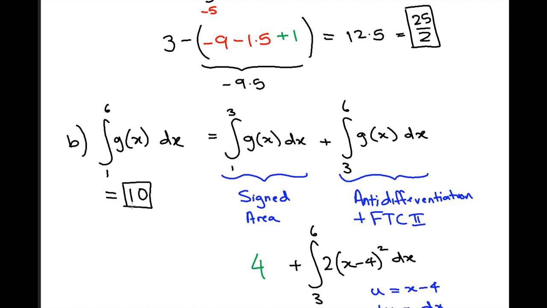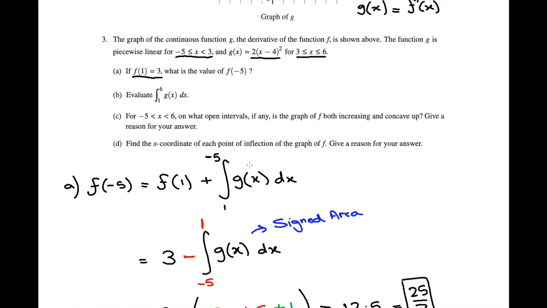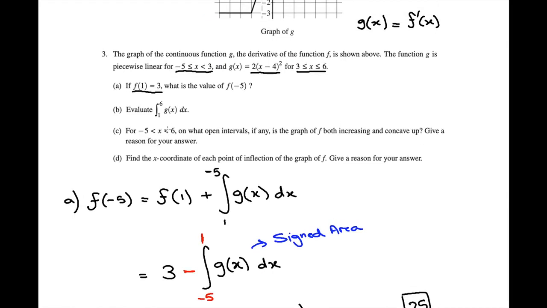Lovely. That was a really cool question. All right, now let's look at part C. So part C is asking us for this interval, for the interval of this graph, where this function f of x is both increasing and concave up. What do those words increasing and concave up mean to us in terms of calculus?